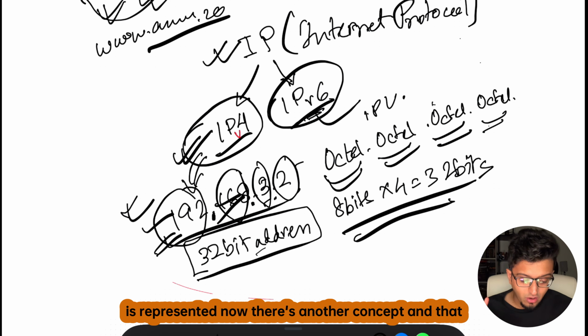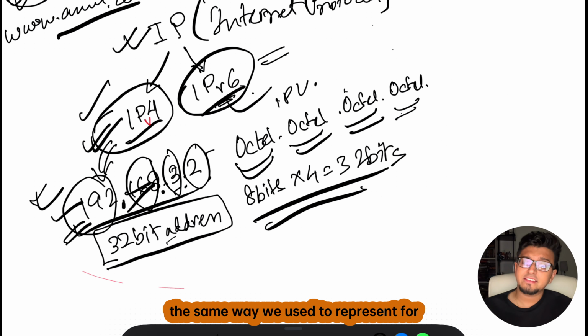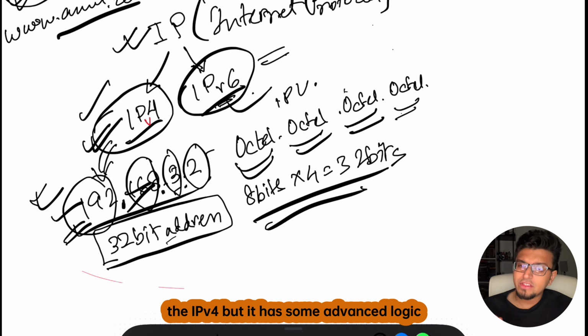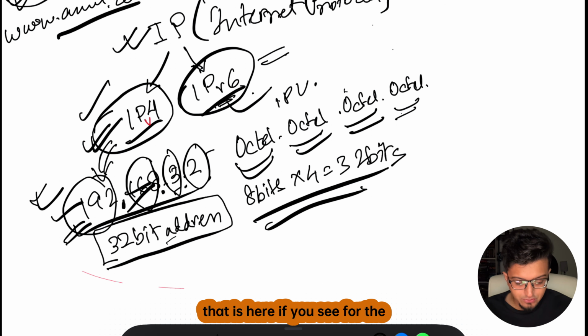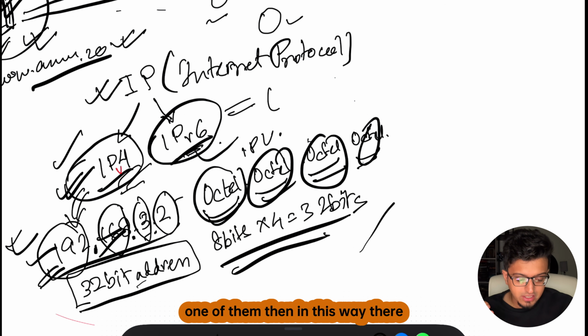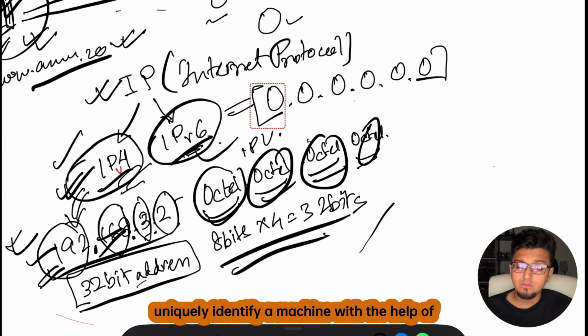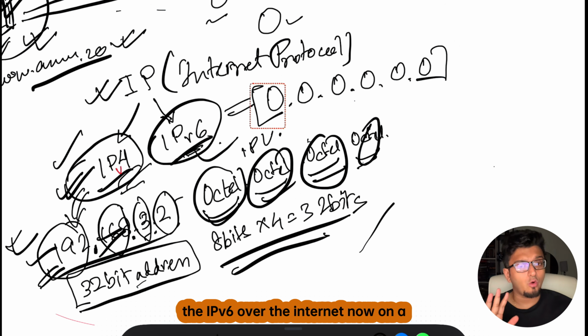Now there's another concept, and that is IPv6, and how it is represented the same way we represent IPv4, but it has some advanced logic. That is, here if you see, for IPv6 we have 6 octets. So this is 1 octet. Then in this way there will be 6 octets by which we can uniquely identify a machine with the help of IPv6 over the internet.